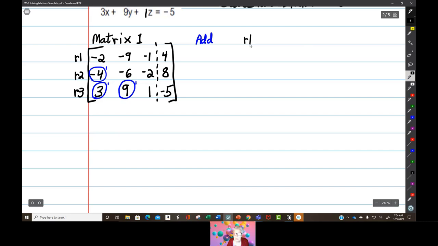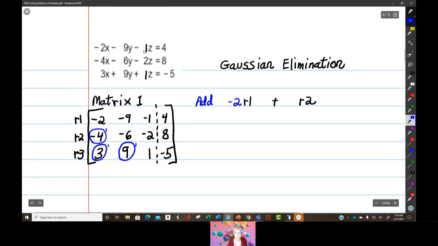I'm going to take row 1 and add it to row 2, but I'm going to multiply row 1 by negative 2. I'm going to multiply every number in row 1 by negative 2, because remember, this is really an equation. So if I were doing this to the equation, I would be multiplying the left side by negative 2 and the right side by negative 2. So this is just a shorthand. I'm going to multiply row 1 by negative 2 and then add it to row 2.